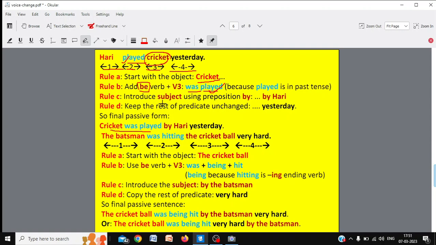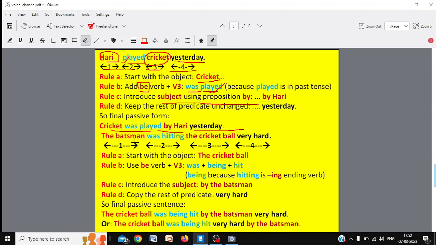Then introduce a subject using by. Hari is the subject and you add by, so you get by Hari. So cricket was played by Hari, and the rest of the predicate, yesterday, just copy it as it is. So we get cricket was played by Hari yesterday.